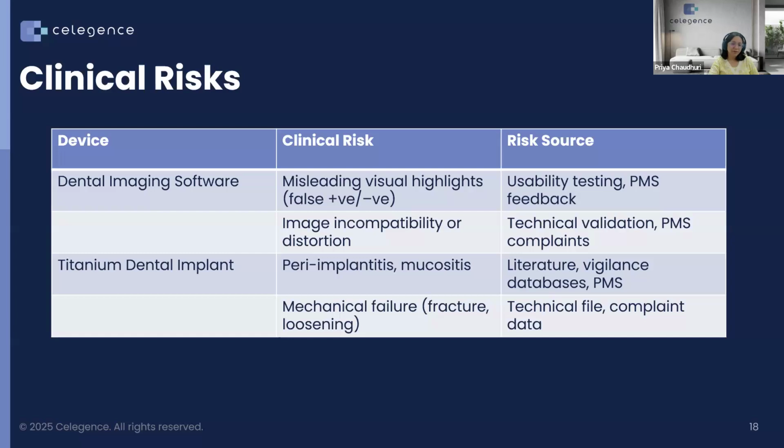So similarly, for the dental imaging software, if studies show that clinicians misinterpret software-generated overlays in about, let's say, 5 to 10% of the reviewed cases.